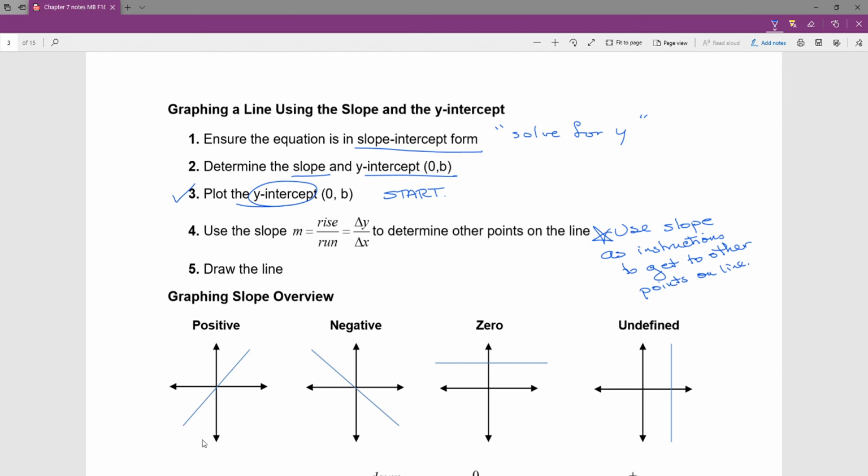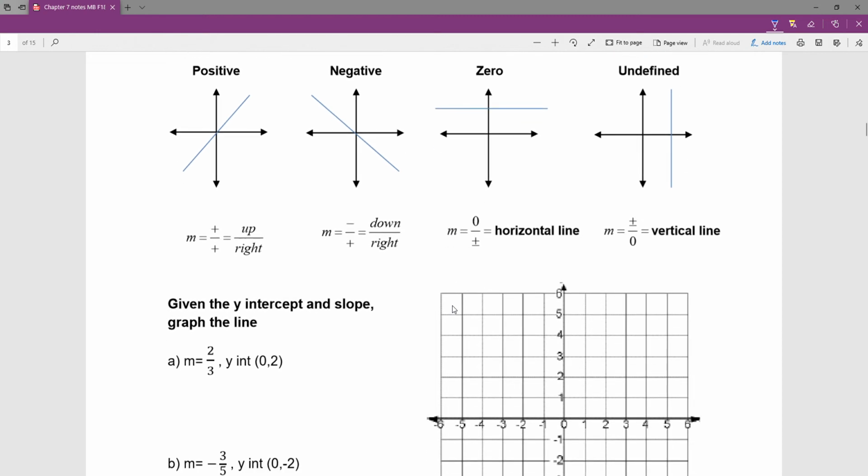Just as a quick overview here, it's always worth taking this as a bit of a review. We've done this one before. A positive slope would be up and then over. When I say over, I mean right. When we had the negatives, I said it's easier to put it with the up-down. So if I go from one point to another point on the line, I would be going down and then over. And again, by over, I'm defaulting to right.